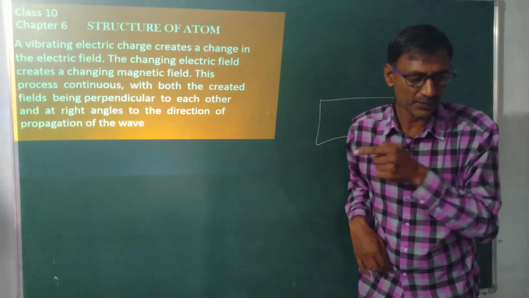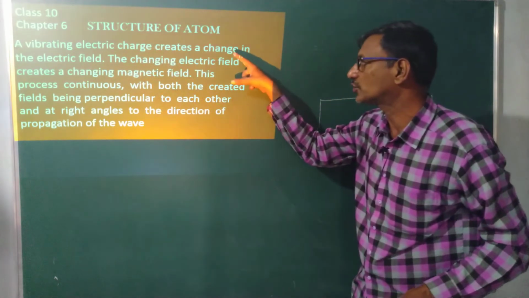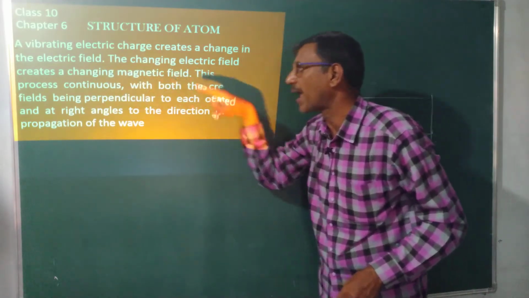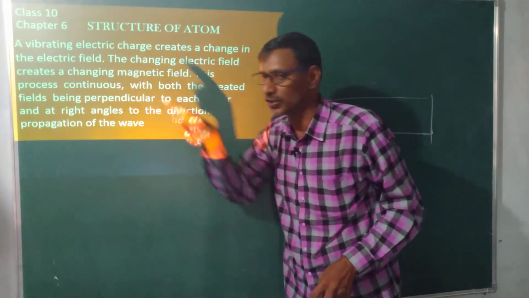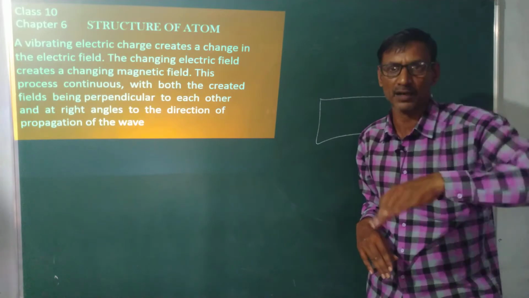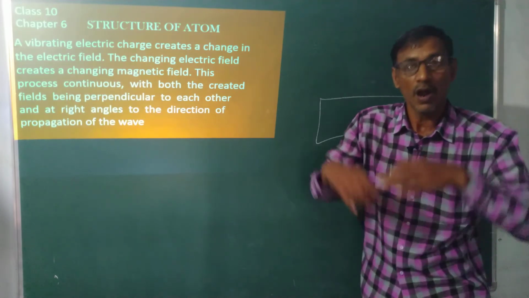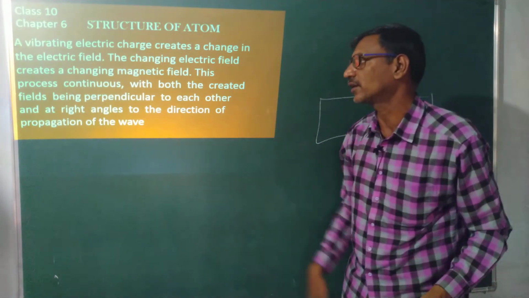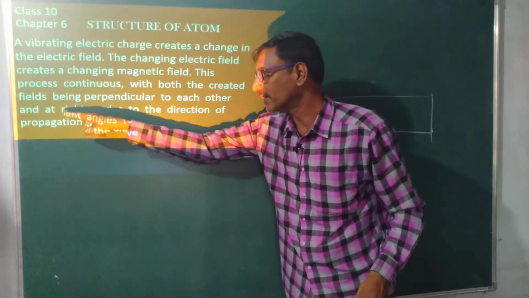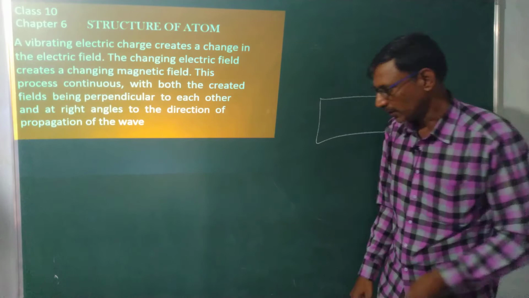I will give the best example. Once again, the vibrating electric charge creates a change in the electric field. The change in the electric field creates a change in the magnetic field. This process continues to and fro, back and forth. The electrons are moving back and forth. It creates the electric field, the change in electric field creates the change in magnetic field. Both are perpendicular to each other. This process continues. Both created fields are perpendicular to each other and at right angle to the direction of propagation of the wave. Am I clear or not?